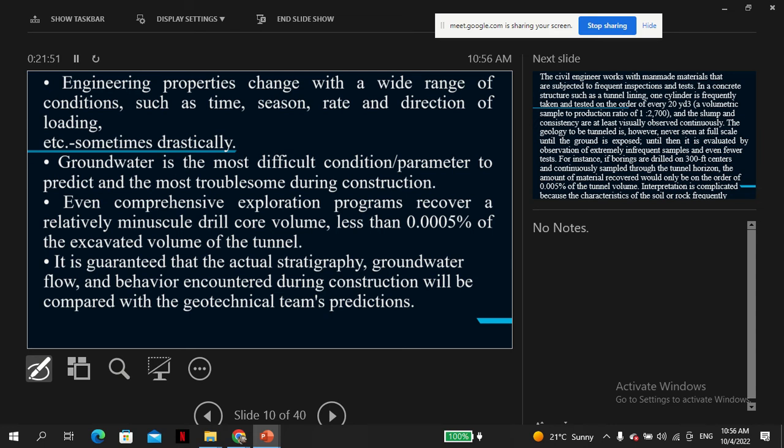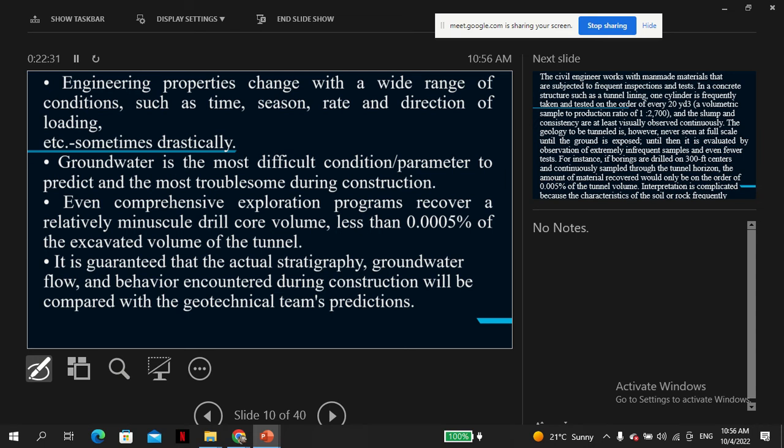In addition, there is a lot of uncertainty, in fact, even in subsurface work for ordinary projects like buildings or a traditional foundation. Now when you are working underground, there is more. The level of uncertainty is compounded. Groundwater is the most difficult condition parameter to predict and the most troublesome during construction.